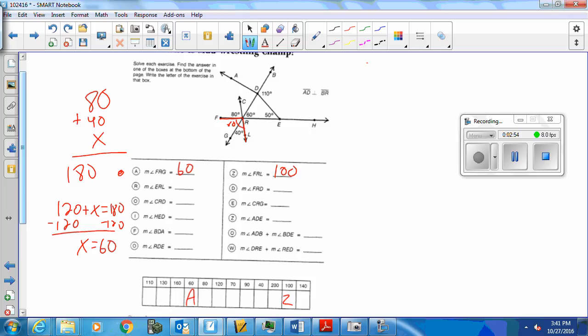Then, for the next one, let's do CRG. Where is CRG? CRG is going to be here. So we're going to do C to R to G, right? And that's going to be these two angles I'm about to put in green. So that's this one, which we know is 60, and this one, together. So 80 plus 60 is 140. So CRG is 140.